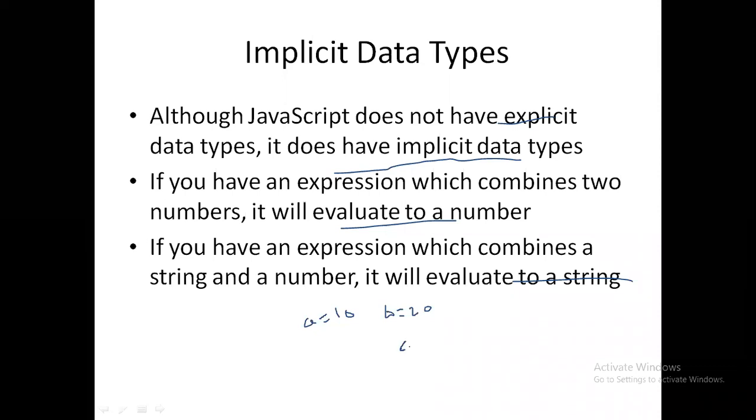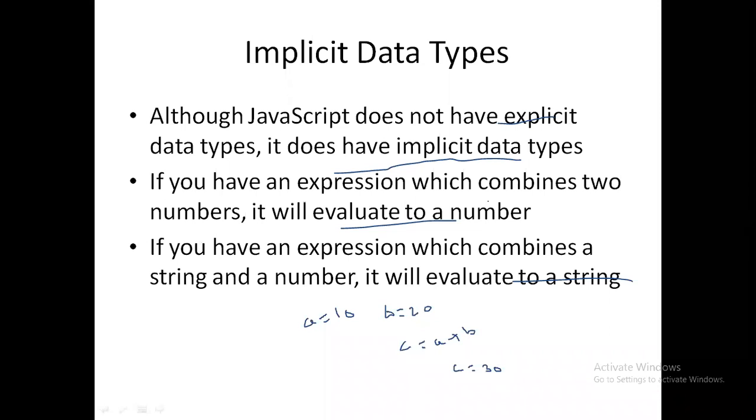Then I want to do a calculation of this. If I say a is equal to a plus b, then automatically my C value is going to store the value of 30. So how has this been possible? That is what implicit data is.